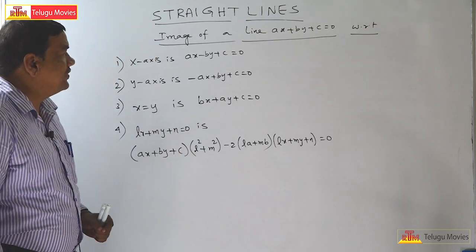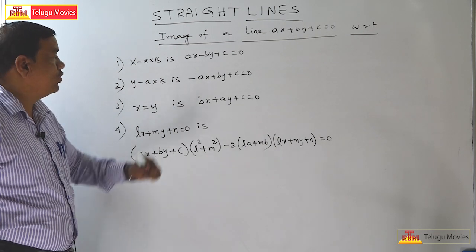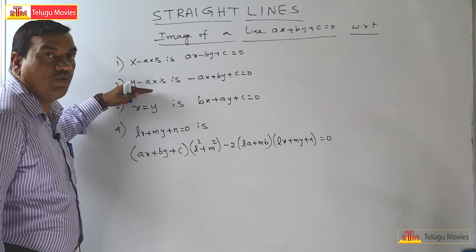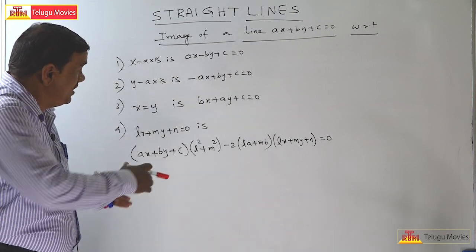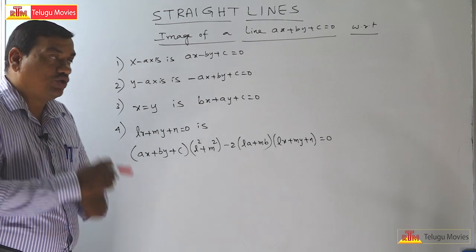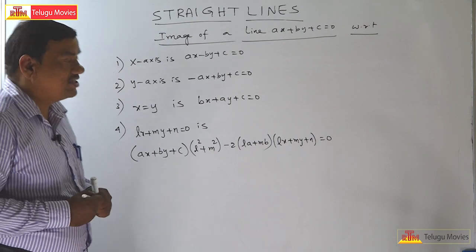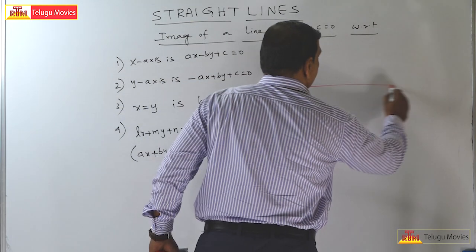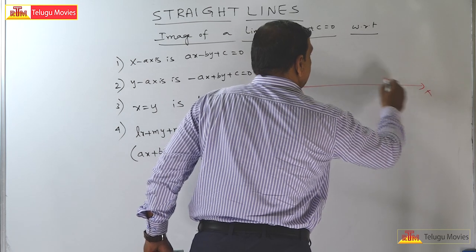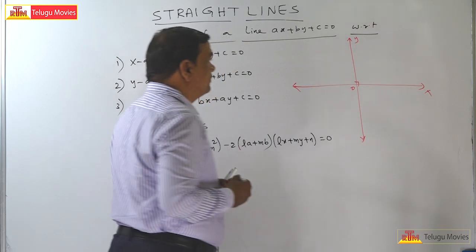Now I am going to explain the image of the line ax plus by plus c is equal to 0 with respect to the x-axis, the y-axis, the line x is equal to y, and with respect to the line lx plus my plus n is equal to 0. So see the first one. To make you understand this, let us take a two-dimensional coordinate geometry. That is the x-axis and it is the y-axis at the origin.